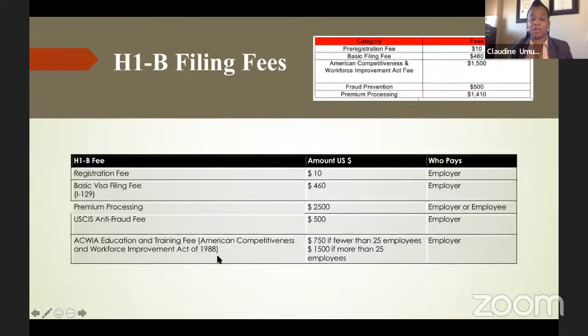And for all the other fees, there's a gray area, and we always advise that the employer pays all the H-1B petition fees for reasons that may come up in the future, like litigation, or, okay, did the foreign national basically pay you to hire them? So it's better that the employer pays all the fees, but for sure, this educational and training fee, the American Competitiveness and Workforce Improvement Act fee, must be paid by the employer. And there's also a fraud prevention fee of $500.